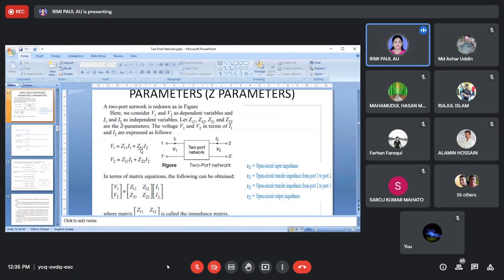Open circuit transfer impedance is when the input port is open circuited, or input current is equal to 0, or you can say from port 1 to port 2. Another thing, if this part is 0, then you can find Z22 as V2 by I2, that is the open circuited output impedance. Okay, so this is Z.